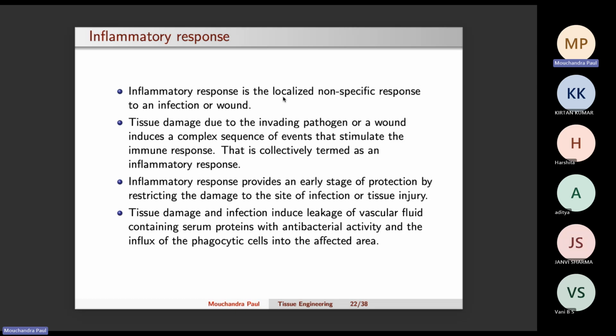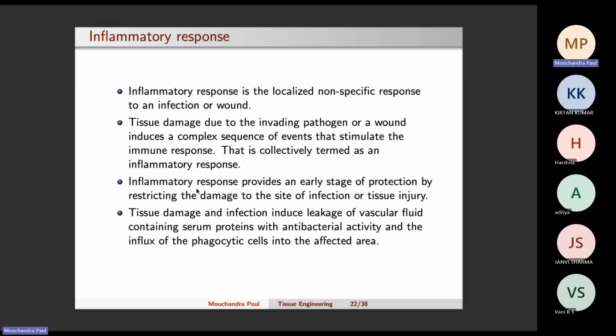The tissue damage that has happened due to some pathogen that has caused an infection, or a wound, some severe tissue damage that has happened due to an accident, this tissue damage will start this inflammatory response. It provides this inflammatory response.